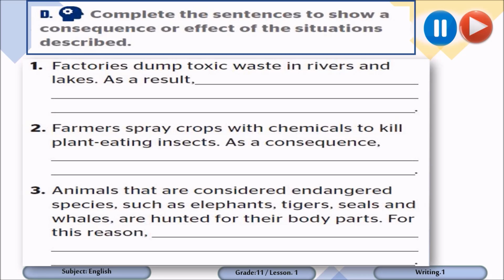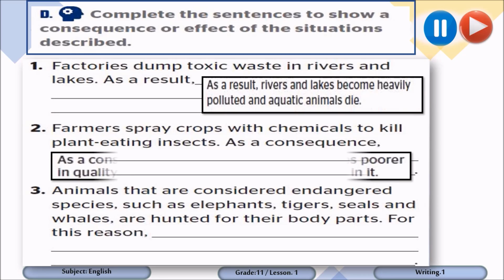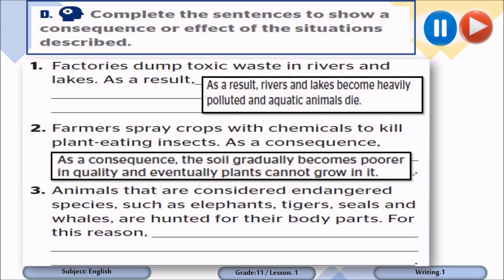Okay, number 1. Factories dump toxic waste in rivers and lakes. As a result, rivers and lakes become heavily polluted and aquatic animals die. Number 2. Farmers spray crops with chemicals to kill plant-eating insects. As a consequence, the soil gradually becomes poorer in quality and eventually plants cannot grow in it.